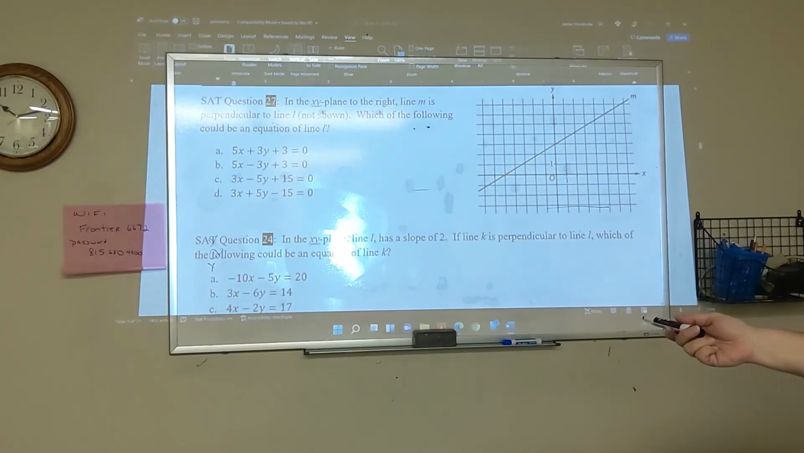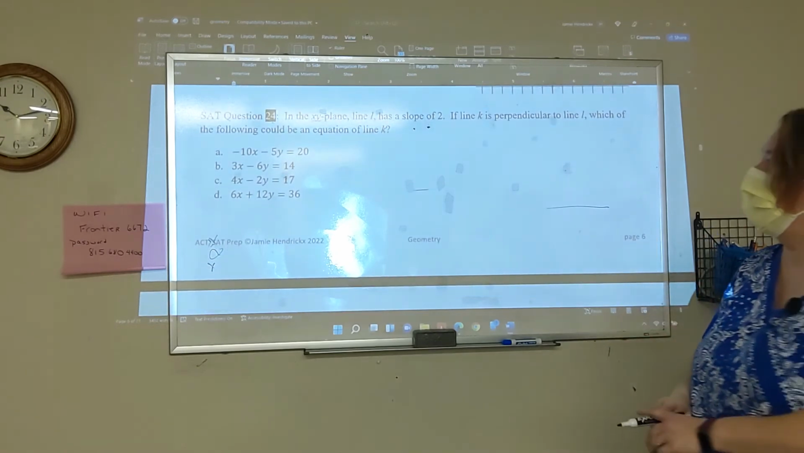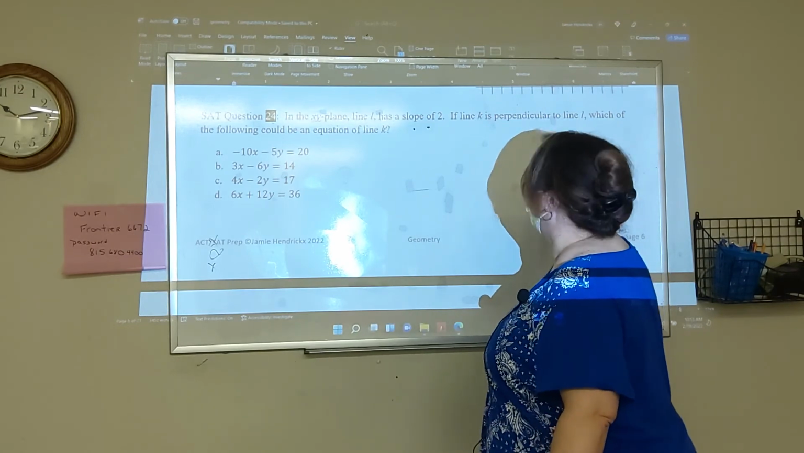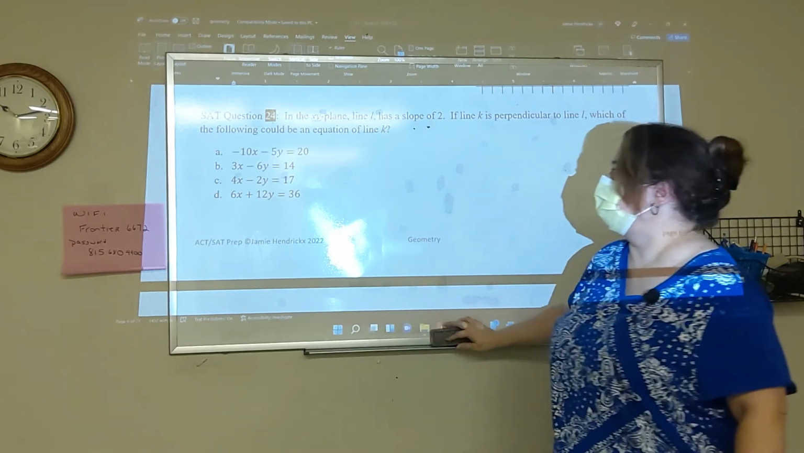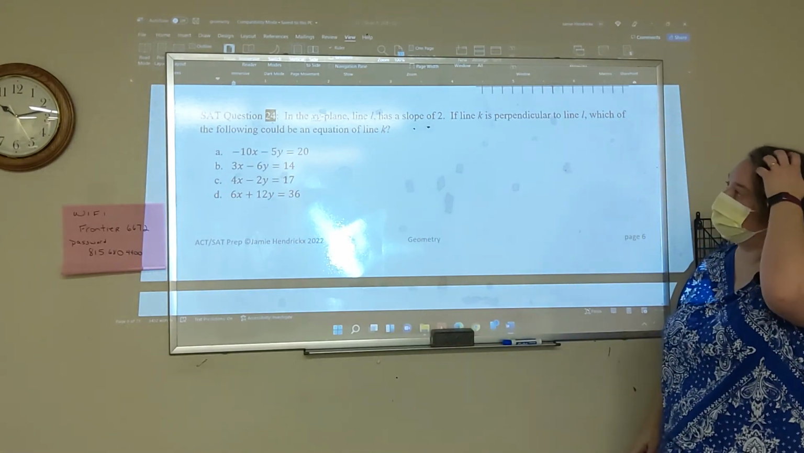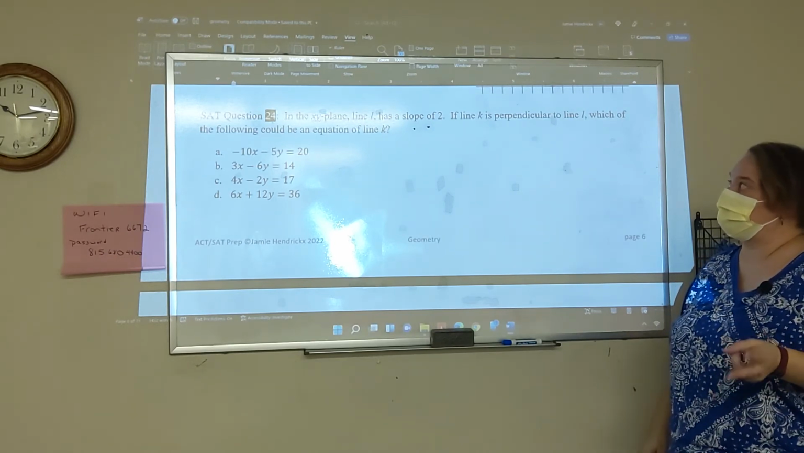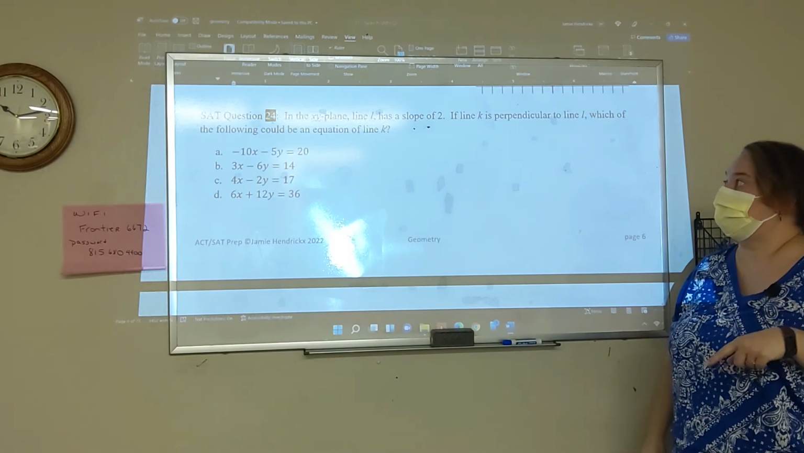Number 27 is actually yours to do for homework, and we're going to do 24, which is right after it. 27 and 24 are very similar. We're just going to do the harder one. In the xy plane, line L has a slope of 2. If line K is perpendicular to L, which of the following could be an equation of K?